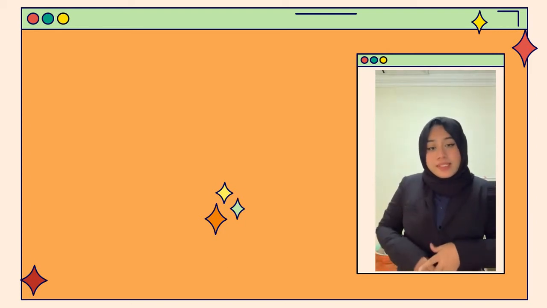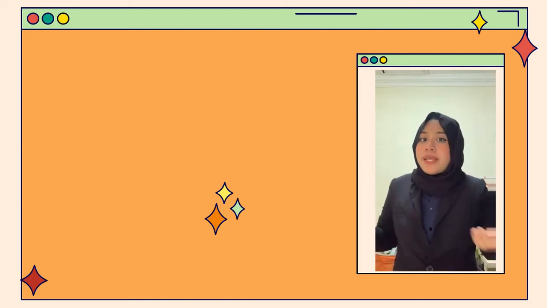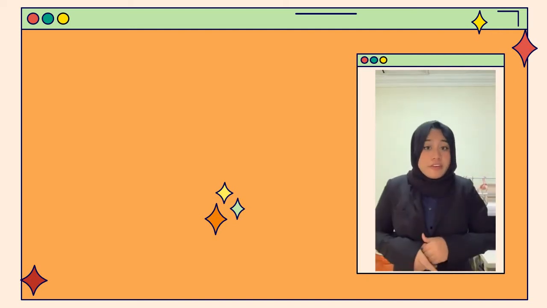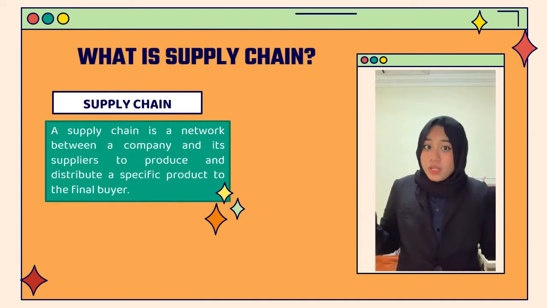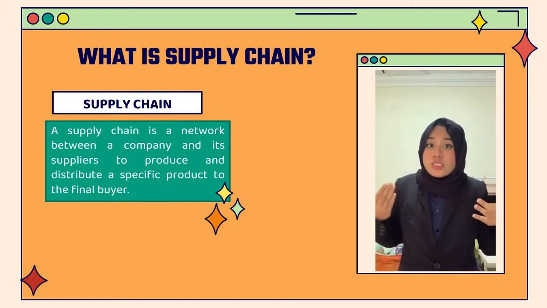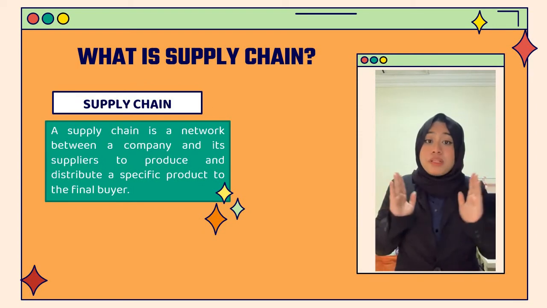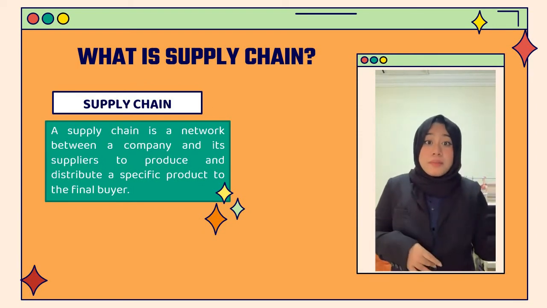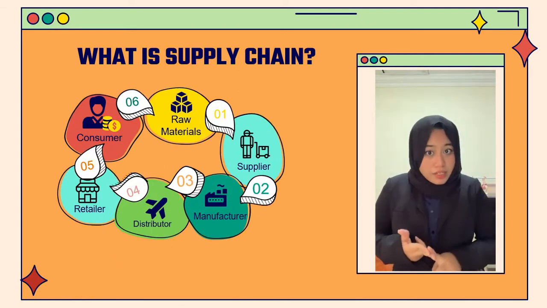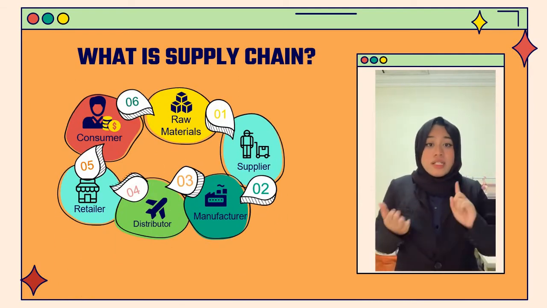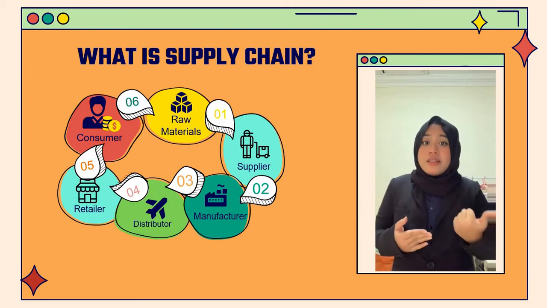Today's topic is supply chain management and managing supplier. Okay, first of all, what is supply chain? Supply chain means a network between a company and its supplier to produce and distribute a specific product to the final buyer. It involves raw material, supplier, manufacturer, distributor, retailer, and consumer.